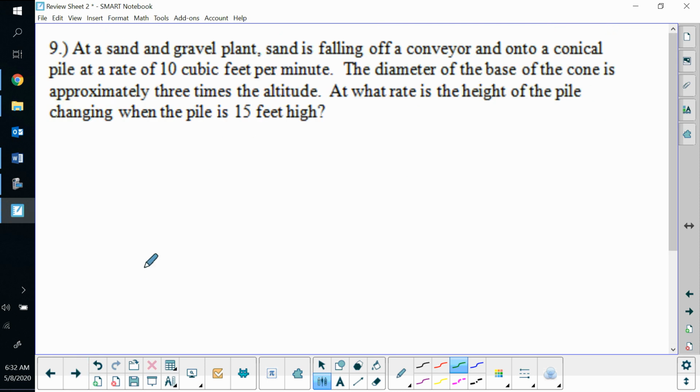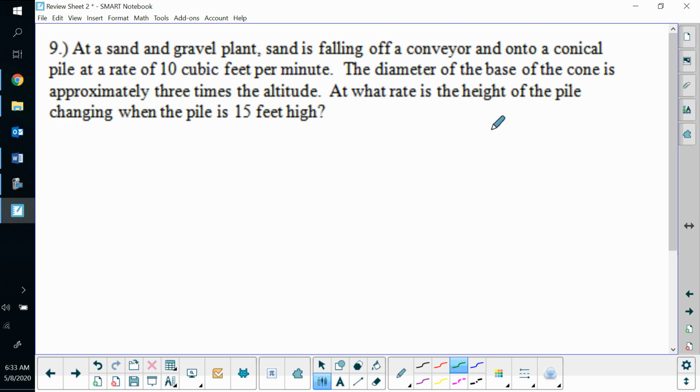All right, we'll finish off with number 9, another related rates one. So sand is falling off a conveyor onto a conical pile. So conical means a cone at a rate of 10 cubic feet per minute. The diameter of the base of the cone is approximately 3 times the altitude. At what rate is the height of the pile changing when the pile is 15 feet high?